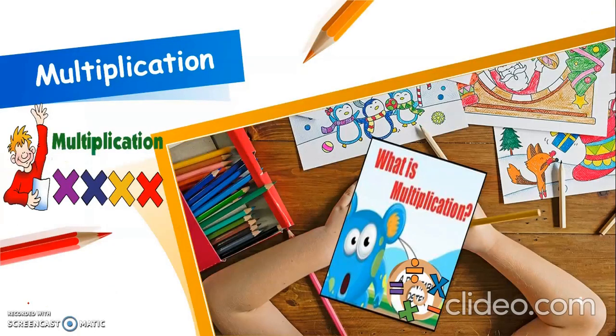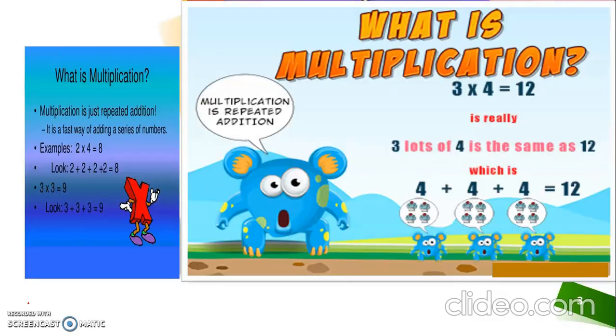1 2 is 2, 2 2s are 4, 3 2s are 6. Yes, we are going to start multiplication. But first revise all your tables from 2 to 10. Kids, what is multiplication? Multiplication is repeated addition.